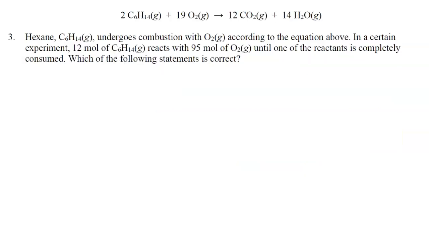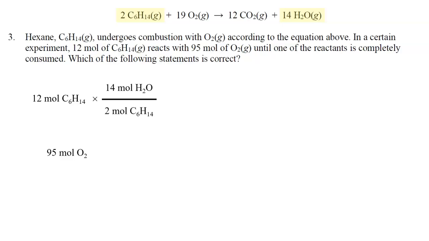So in this problem, we have 12 moles of C6H14 and we have 95 moles of O2. Let's convert each of these reactants into H2O to identify the limiting reactant. So I'll start with C6H14. Looking at the coefficients in the balanced chemical equation, we can see that 14 moles of H2O are produced for every 2 moles of C6H14 that are consumed.